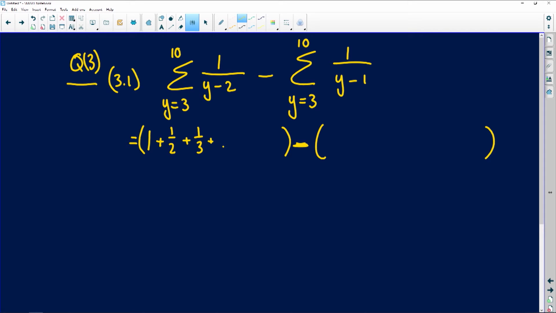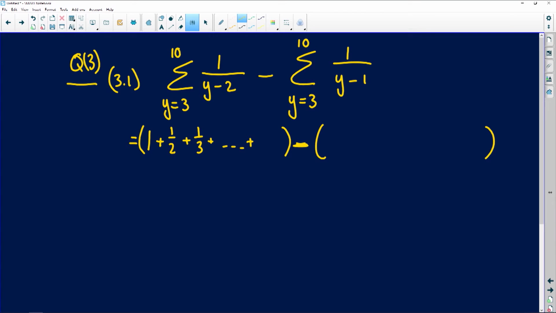And it will continue until you get to the y value being 10. This is what this notation tells you. Start at 3, end at 10, and plug it into 1 over y minus 2. So if we put a 10 in there, we have 1 over 10 minus 2, and that is 1 over 8. Okay, so there we have all the terms in this sequence here.